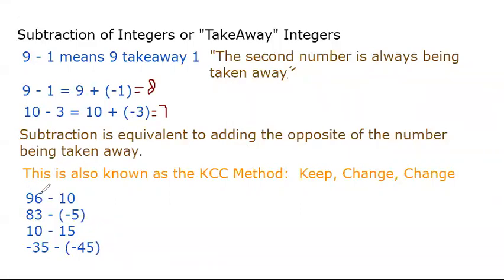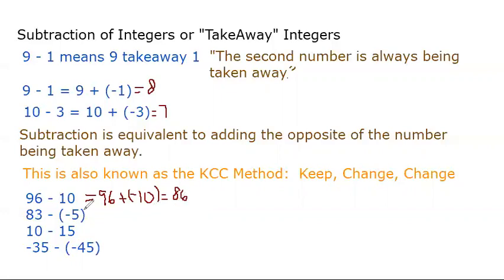So if I see 96 take away 10, this is also equivalent to 96, and I want to add the opposite of 10. So I change subtraction to addition, and the opposite of 10 means a -10, so I change the 10 to a -10. And so those are now equivalent. Either way you look at it, you're still going to be removing $10 from 96, and you'll still end up with a positive 86.